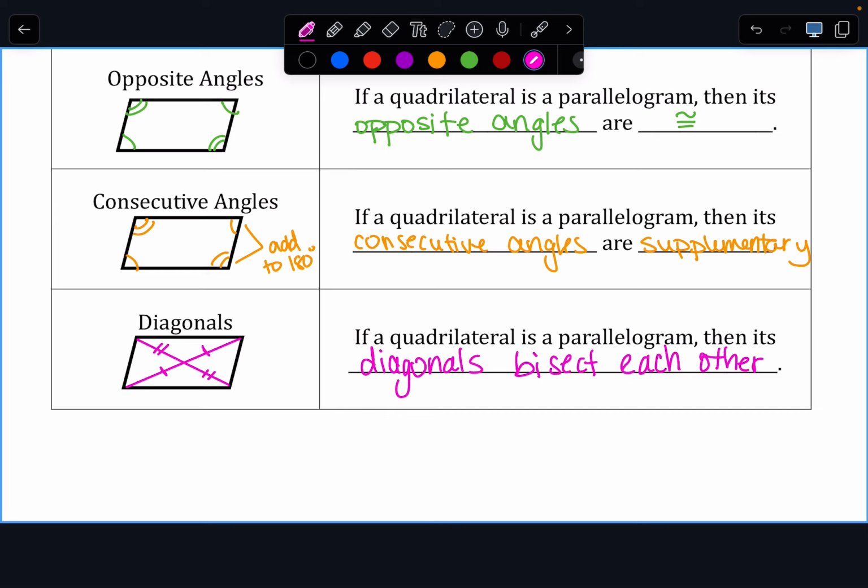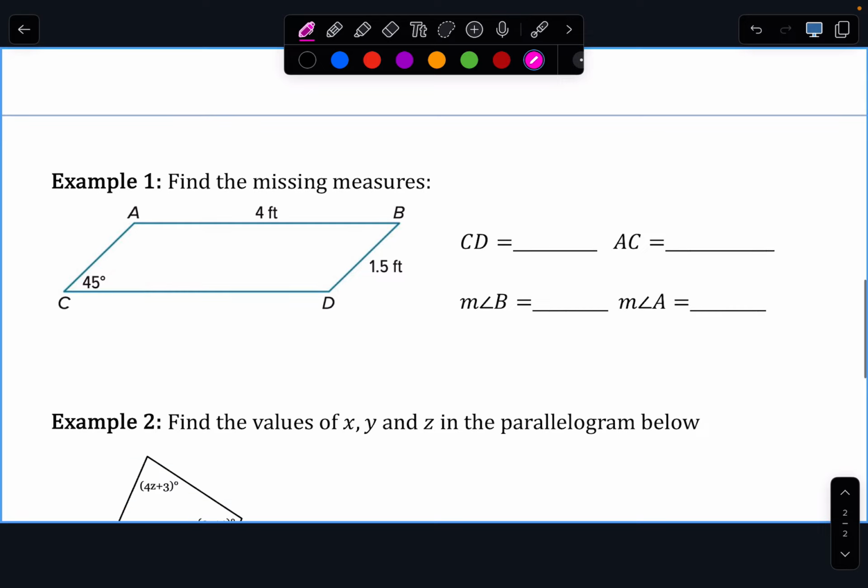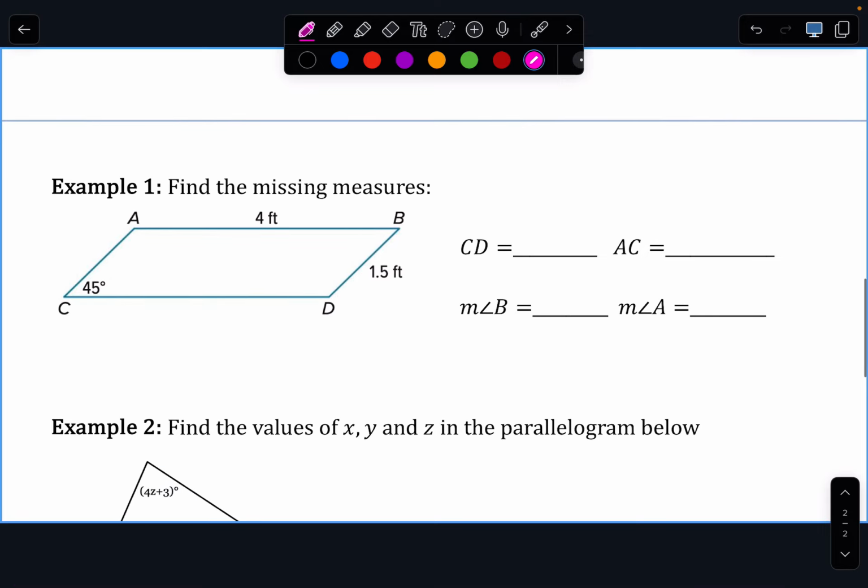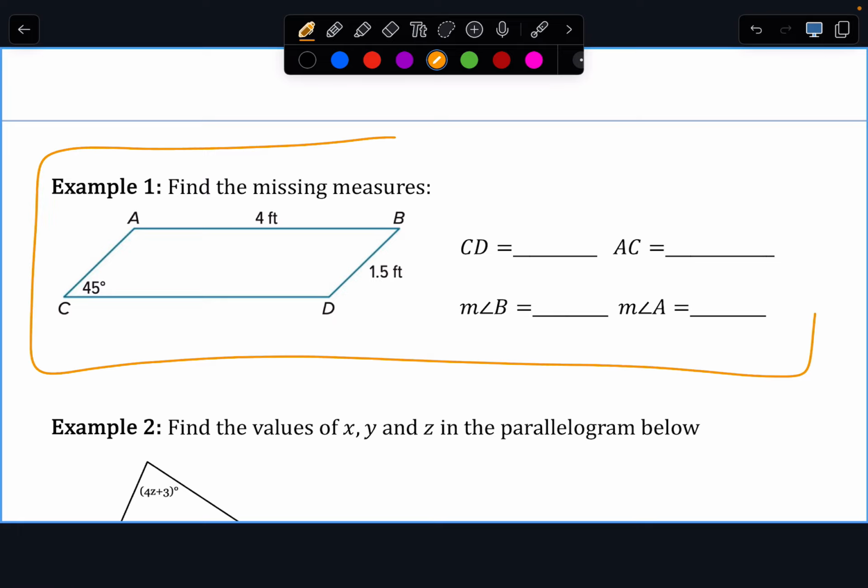Okay? So, your job is going to be to demonstrate to me that you can use these properties and algebra to solve for missing measures, okay? Whether it be an actual measure or a variable, okay? So if we go to the top of the next page, what I'd like you to do is at your table, fill out example number 1 using the information we just talked about.